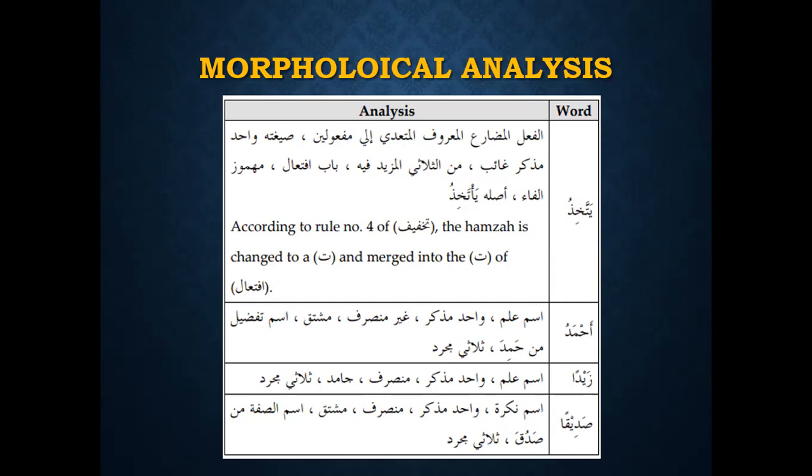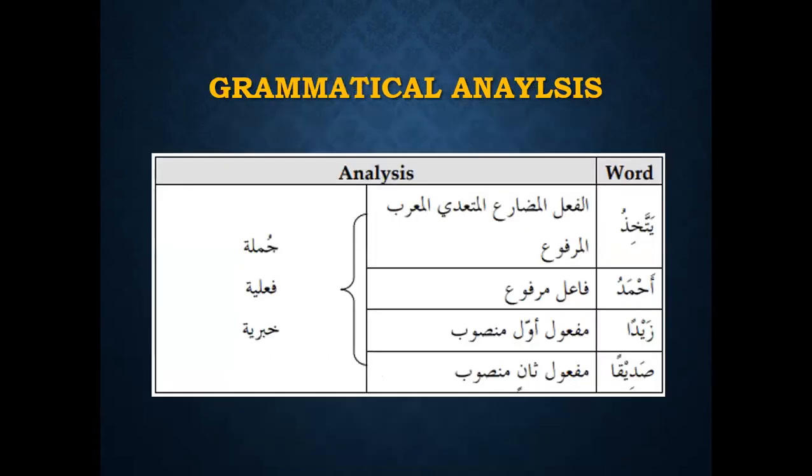زيدا, اسم العلم, واحد مذكر منصرف. جامد, jamid is the one that hasn't been derived from any other word. So it's not derived from a verb. It is just a noun on its own. ثلاثي مجرد. صديقا اسم نكرة, yeah, واحد مذكر منصرف. That's why both of those have tanween. مشتق, it is derived from صدق يصدق, صدوق as well, to be friend. اسم الصفة, صديق فعيل scale, and ثلاثي مجرد.